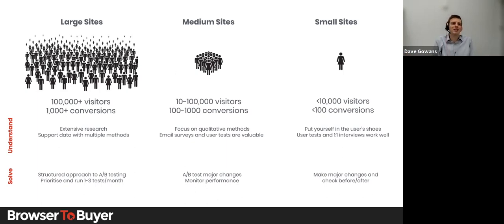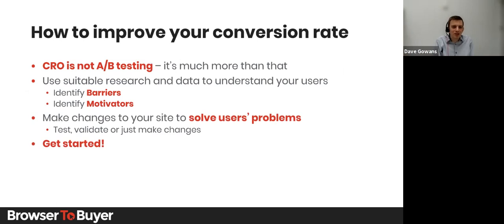So ultimately, things to remember: CRO is not A/B testing. It is so much more. What you really want to be doing is using suitable research, suitable data to really understand your users, identify the barriers and identify those motivators using data, and then make the changes on your site that solve the problems. Test them if you can, but if you can't, just do it, solve the problems for them.